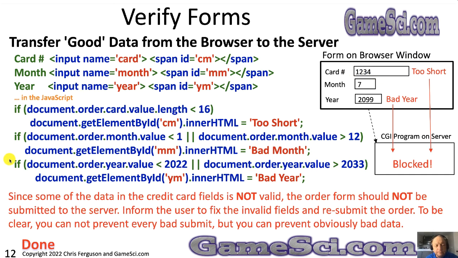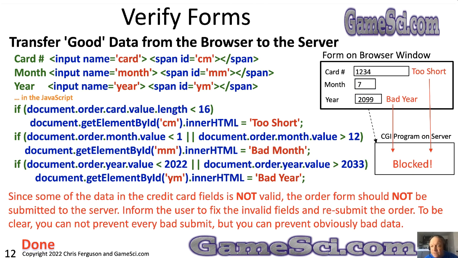Since some of the data in the credit card fields is obviously not valid, the order form should not be submitted to the server. Inform the user to fix the invalid fields and resubmit the order. To be clear, you cannot prevent every bad submit, but you can prevent obviously bad data. Again, we're not trying to block everything, right? As long as the year is reasonable, as long as the month is reasonable, we'll send it and then forward it to the credit card company to see if it's actually good.